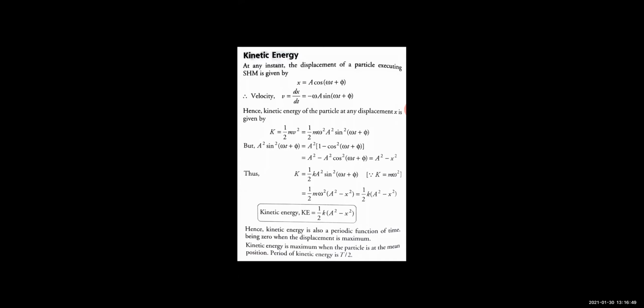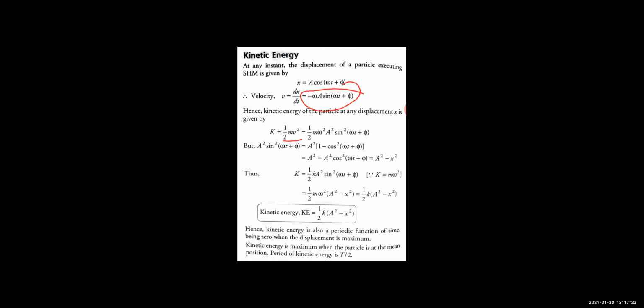So we know children the formula for displacement x as a function of time: x(t) = A cos(ωt + φ). Okay, this we know now, right? For velocity we differentiate this. Differentiating cos gives minus sin, and for ωt we differentiate, dt cancels and ω comes. So it is v = −ωA sin(ωt + φ). This we already did. Now kinetic energy we know is half mv², so we have to put the value of v², so square this.